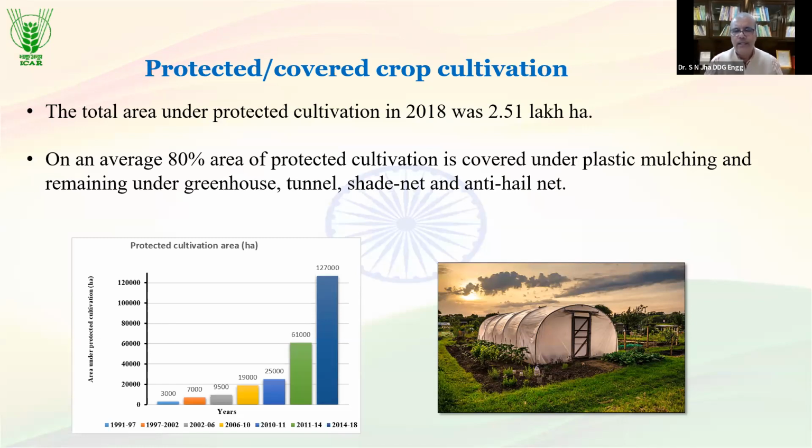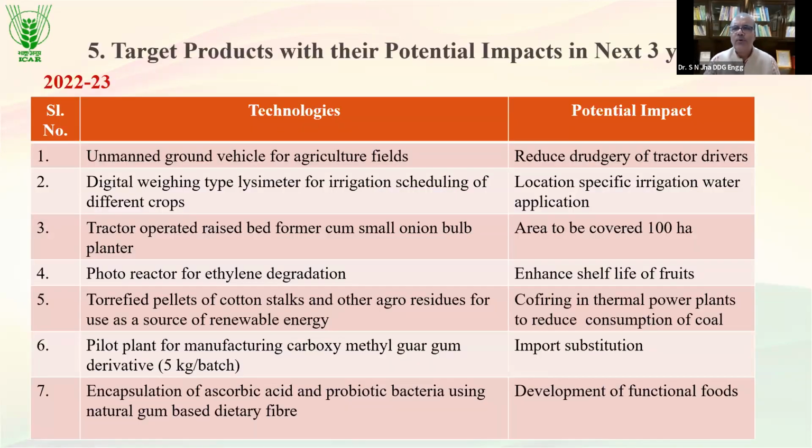Now, target products for the next 3 years: unmanned ground vehicle for agriculture fields, digital weighing type lysimeter for irrigation scheduling of different crops, tractor operated raised bed planter, a small onion bulb planter, photoreactor for ethylene degradation, pellets for cotton stalks and other agro residues for use as a source of renewable energy, pilot plant for manufacturing carboxymethyl guar gum derivatives, and encapsulation of ascorbic acid and probiotic bacteria using natural gum-based dietary fibers.